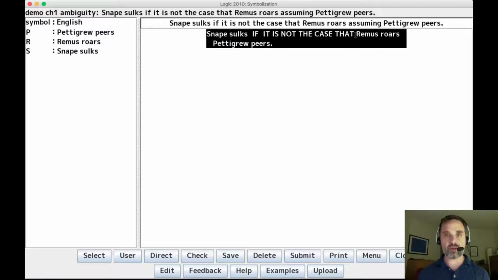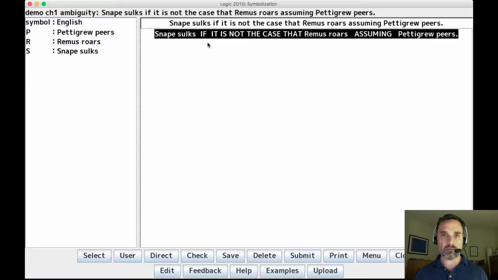If we remove assuming, we have Pettigrew appears and Snape sulks if it is not the case that Remus roars. And so again, we're left with two sentences. So both it and assuming that pass the removal test, because whichever one we remove, we're left with two sentences, which is what we should be left with if it's the main connective. And so this sentence is ambiguous. Either the if or the assuming that could be the main connective. So let's start with the assuming that and do that one first.